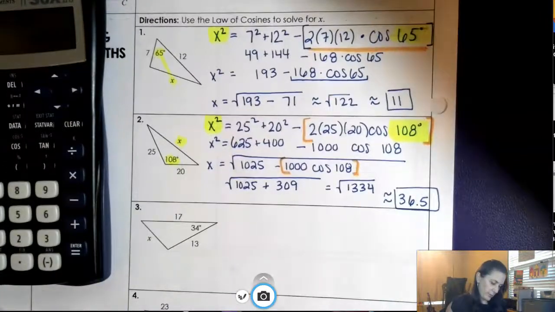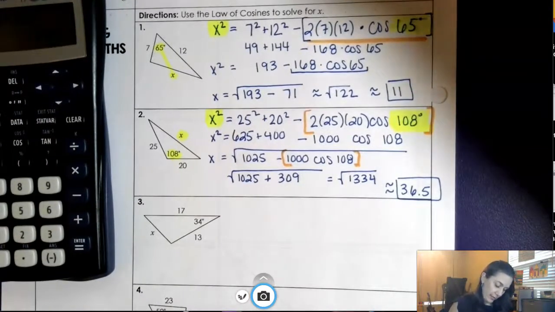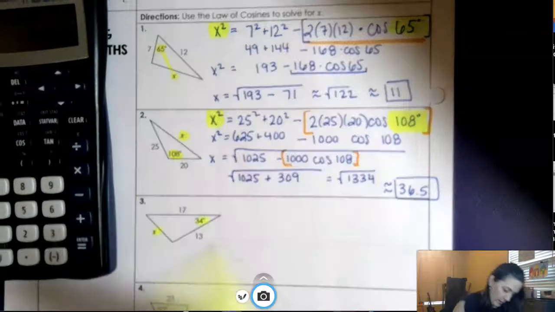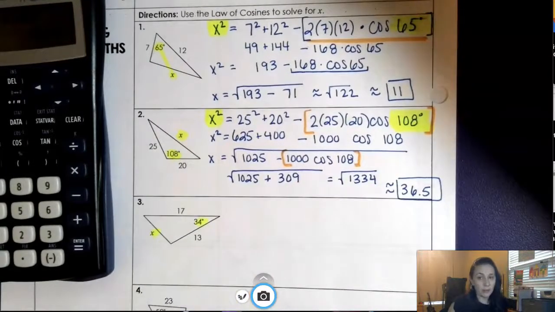Let's do one more of these ones. This is the nicer way of the setup. So we're going to do x across from 34. Okay, I'm going to pause and set it up, so come back in a minute. Make sure you pause and set yours up on your own first.